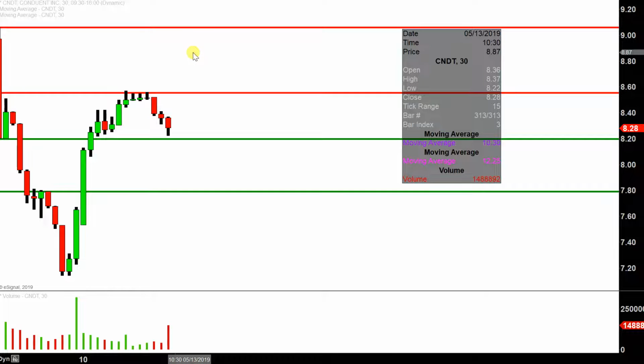Overall, though, no doubt about it, very nice bounce today. Good continuation from the final 30 minutes on Thursday. So it'll be interesting to see if the bulls can build upon this momentum or not next week.